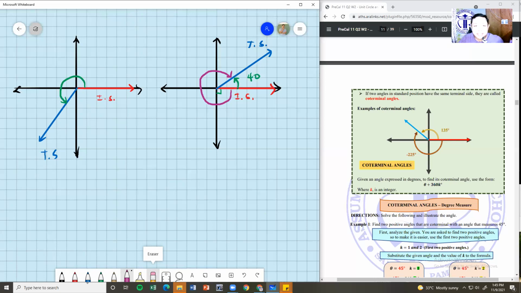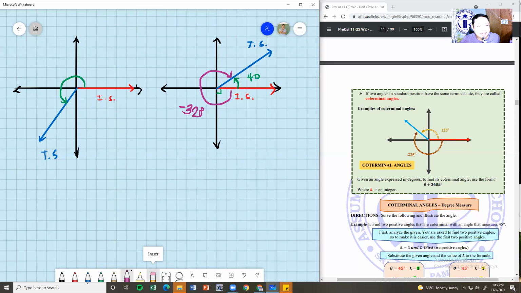The answer is negative 320 degrees. Very good. Is it positive 320 or negative 320? Negative, that's correct. It's negative because your direction is the other way around. Can you follow? Okay. Let's now have another example.